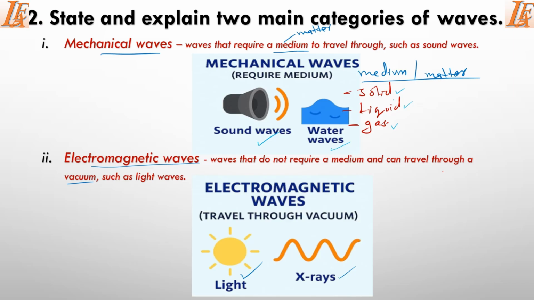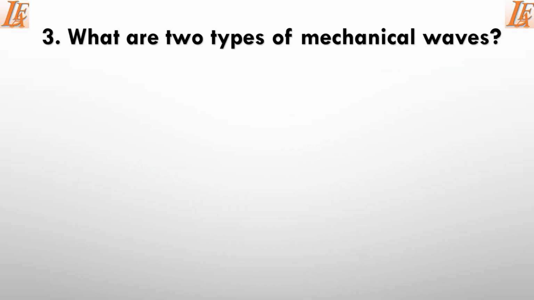The third question, what are two types of mechanical waves? Remember, we defined mechanical waves as waves that require a material medium. In this case, we call the medium matter, that is solid, liquid, and gases, to move energy from one point to another. Therefore, we have two main types of waves that require solids, liquids, and gases for them to move energy from one point to another.